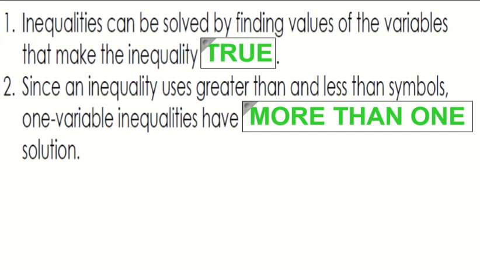And then since the inequality uses greater than or less than symbols, all of these have more than one solution. Technically, they're going to have basically an infinite amount of solutions. So if it's greater than 3, 3.000000001 is greater than 3, isn't it? Right? We see how that's going to work? Like you have infinite possibilities, basically. It just has to be higher than or lower than that number.